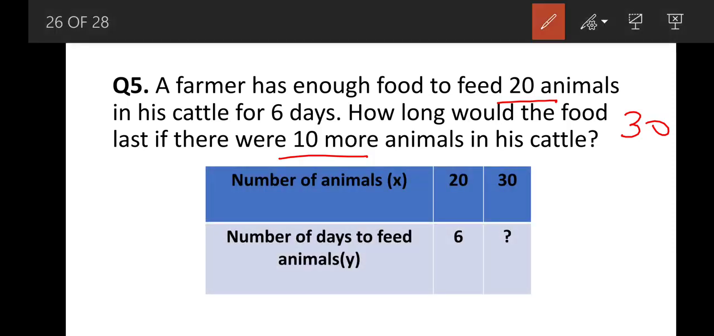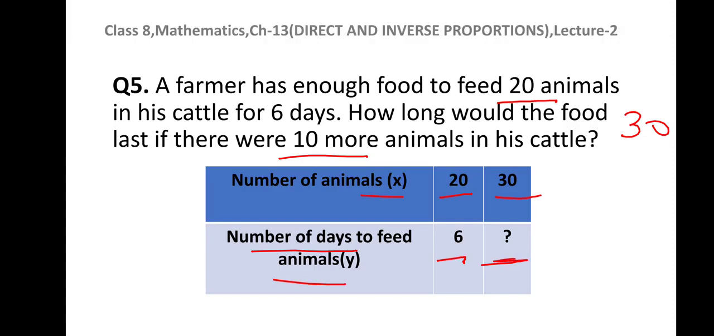The number of animals I have taken as x. The number of days to feed the animals I have taken as y. It is given that a farmer has enough food to feed 20 animals for 6 days. He is feeding the 20 animals for 6 days. If 10 more animals are added, I have taken 30 here. Now I need to find out how long the food would last. So this is a case of inverse proportion.